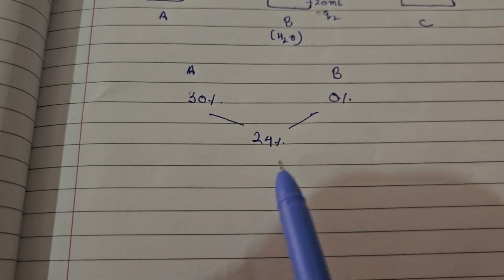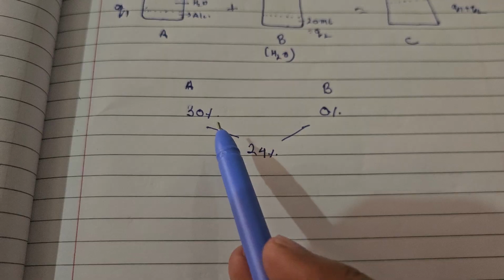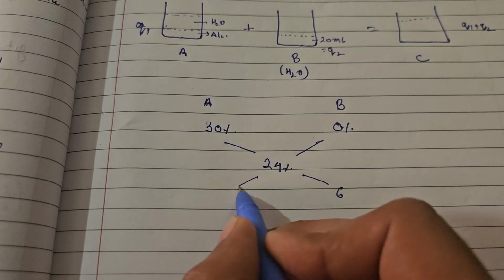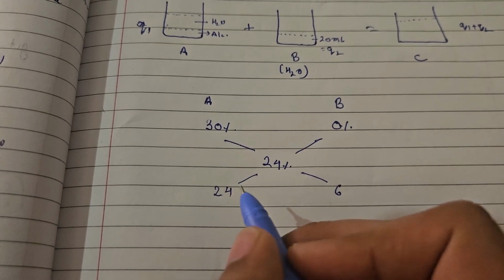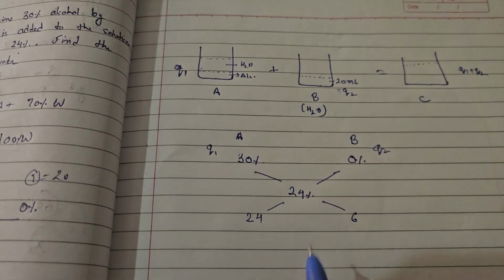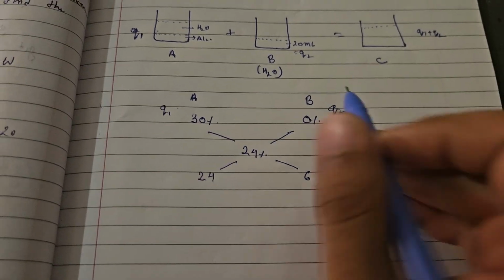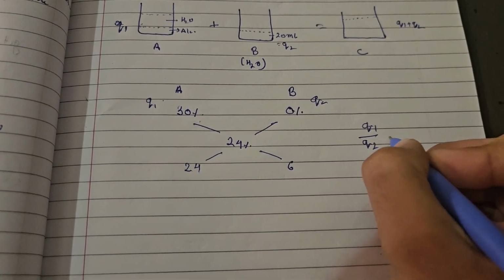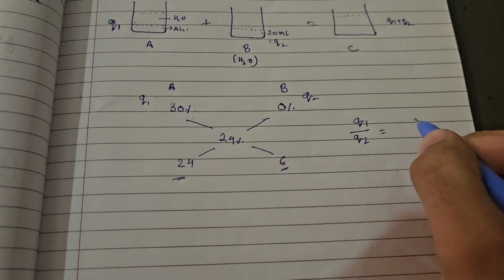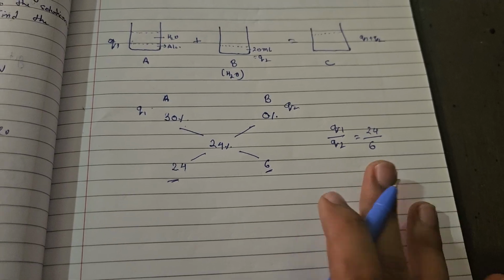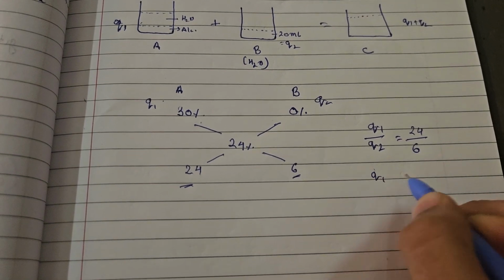Now this is a very simple trick of mixture and alligations. What we need to do is, we need to subtract the smaller value from the bigger values. In this case, 30 minus 24 would be 6, 24 minus 0 would be 24, right? So let's say initially here quantity was Q1, over here it was Q2, right? This is what we have assumed. So from this chart, there's a deduction that we make, and that is Q1 by Q2 is equal to 24 by 6. That's it. This is a simple trick that you can use to make this reduction. Okay, now Q2 we know is 20 ml. Q1 we can find using this.